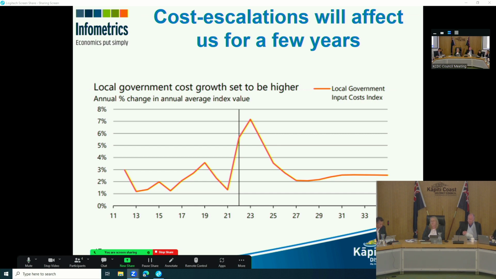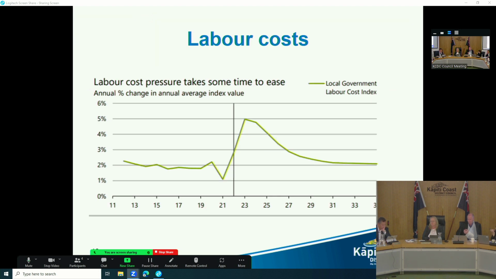If you read the document, you'll see that all of these cost escalations seem to have the same profile: a sharp uptake at the end of 2022, and then this nice little curve that goes down towards around 2027, 28. This first one here is the local government inputs, which is your non-infrastructure type of things. That's your cost pressures. You can see it's got a similar profile there.